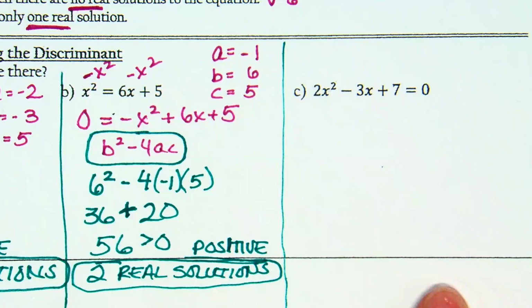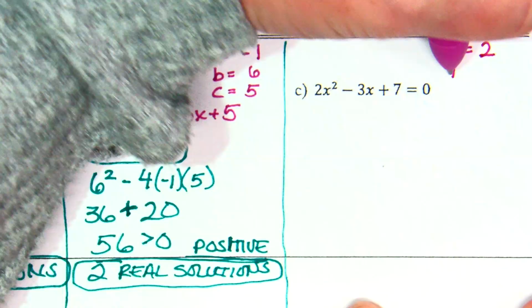Okay, what's step 1 on part C? Okay, make sure it's equal to 0, right? This one, it is equal to 0. Identify your ABCs if you want. A is 2 in front of the x squared, B is negative 3 in front of the x, and C is 7.